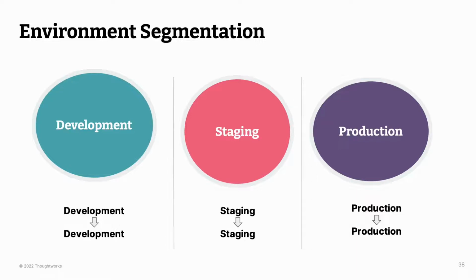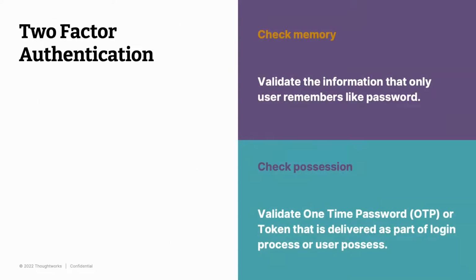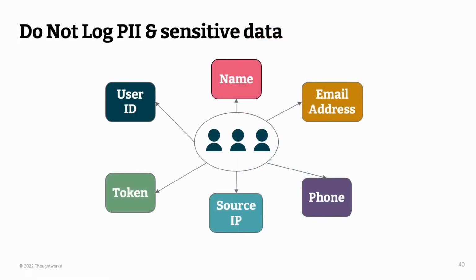So that's environment segmentation. Two-factor authentication, as I said, it was basic, but we were missing it. We wanted to make sure that we check the memory of the users by asking for their passwords, but also either an OTP or the token that they possess, so that it's a two-factor authentication. And the last thing is do not log PII and sensitive data. Things like the name of the users, emails, even the tokens, sensitive data, source IP, phone numbers, user ID, or any other thing.